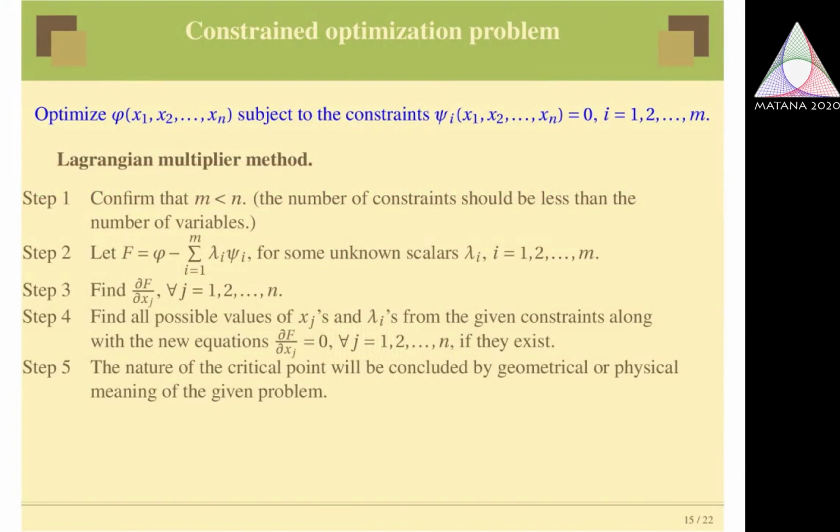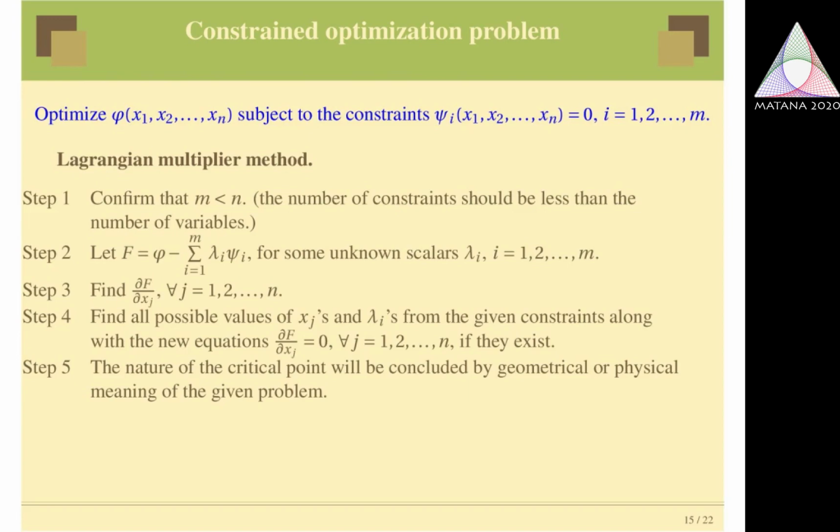Now we come to the main objective of this talk, which is the constraint optimization problem. A general constraint optimization problem is of the form: maximize or minimize a function phi of x1, x2, x3, ..., xn subject to the constraints psi_i of x1, x2, ..., xn equal to 0 for i varying from 1, 2, 3 up to m. We use the Lagrangian multiplier method to find a stationary point for this problem subject to the given constraints. The Lagrangian multiplier method is given as follows.